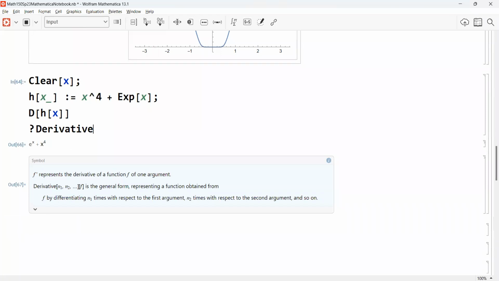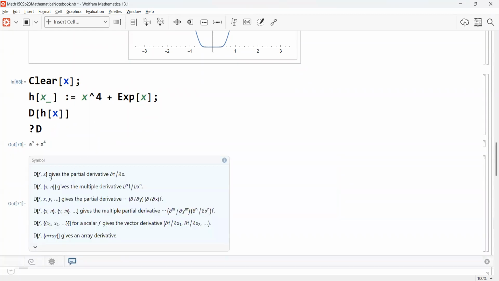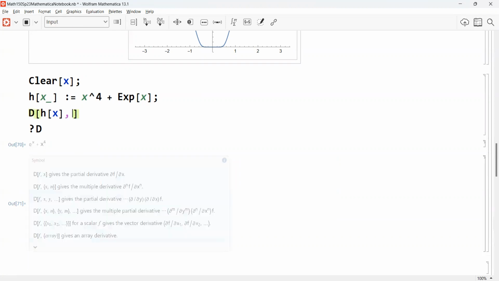So again, when you're not sure what something is doing, just do question mark d, and it says dfx gives the partial derivative df dx. dfxn gives the multiple derivative. So if we want to take something n times, so if I want to take the derivative of this with respect to x 5 times, what do you think the derivative of h should be if I take 5 derivatives? If I take 5 derivatives of h, what should I get?